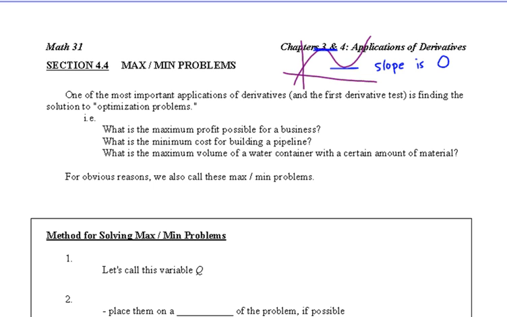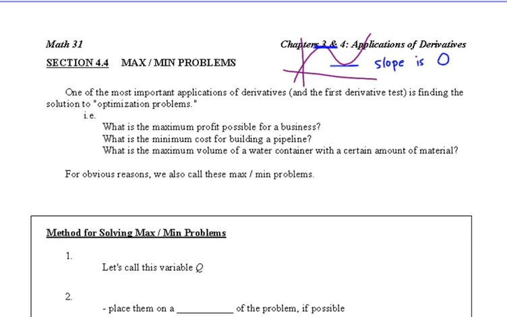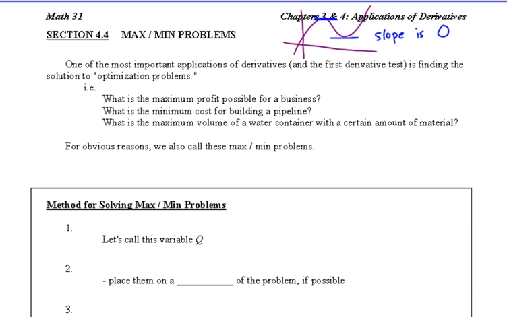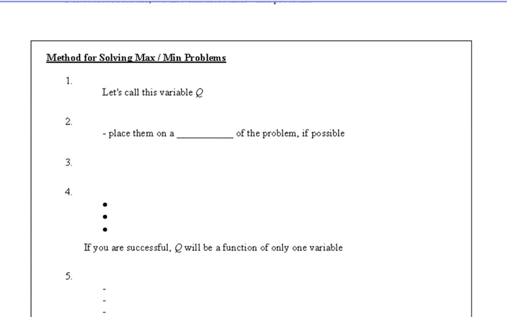It's a little bit different than a rate of change. So these are called optimization problems. So things like, what is the maximum profit for a possible business? You would use this type of concept. Minimum cost for building a pipeline, maximum volume of water, a container with a certain amount of material. So for obvious reasons, we also call these max and min problems.